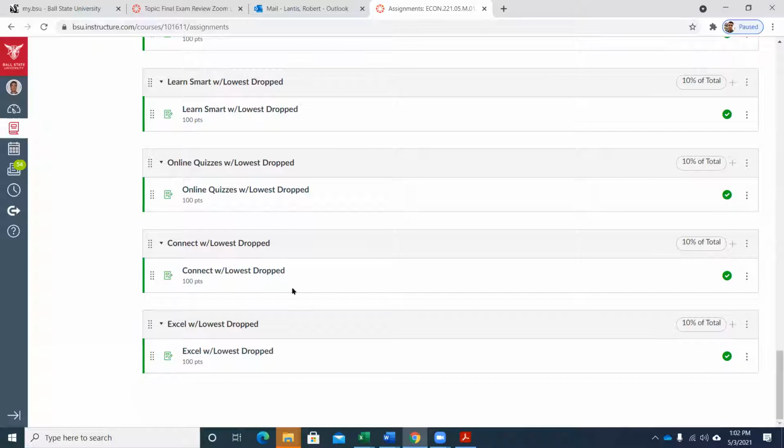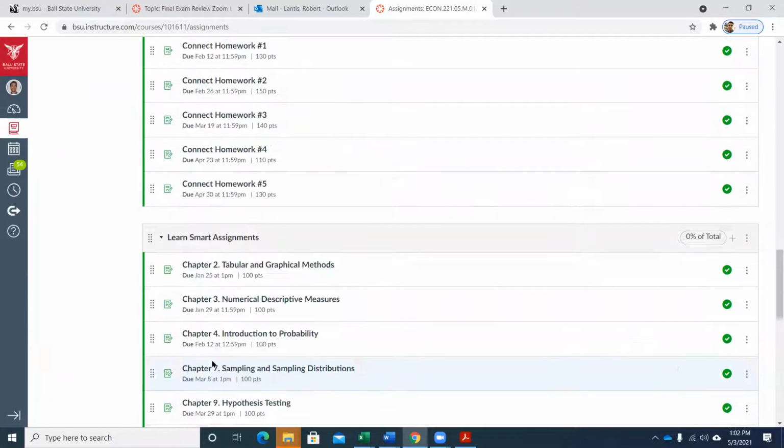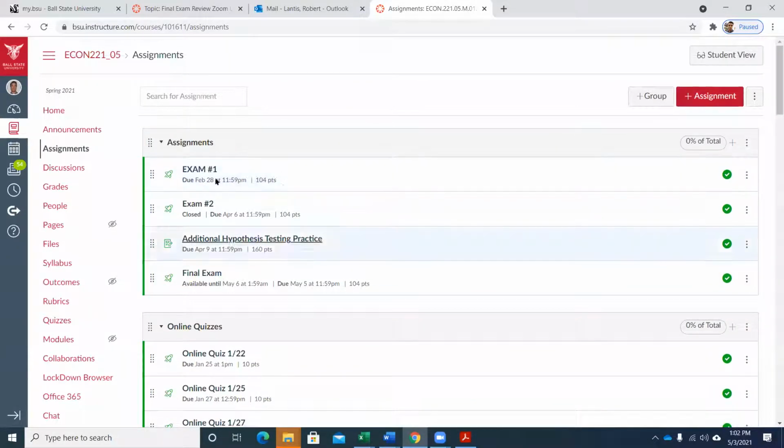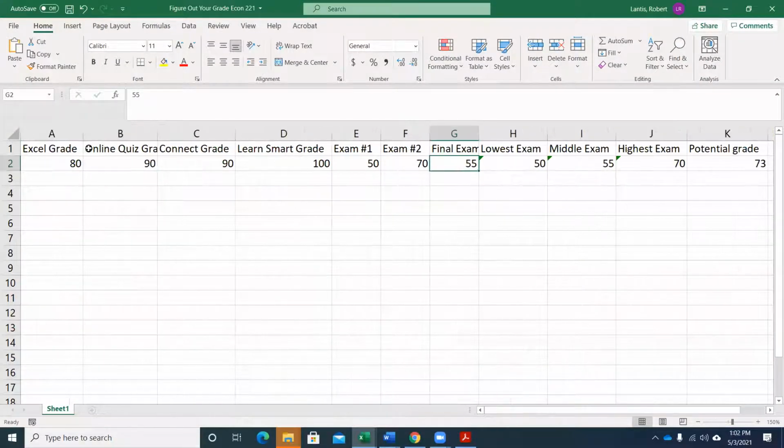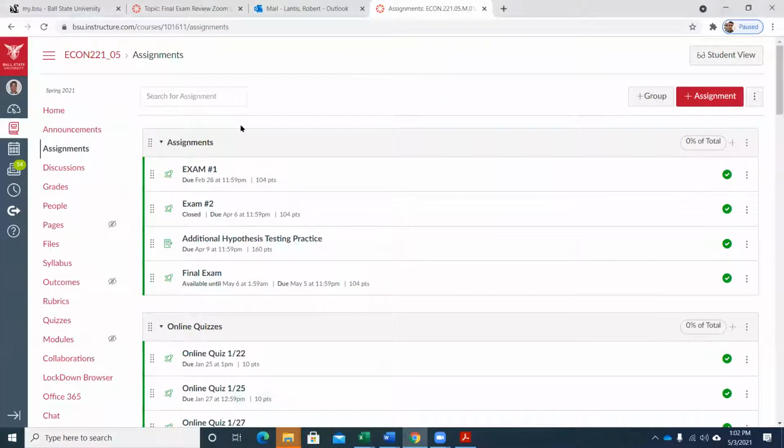So you can use these as well as your first 2 exam grades, which you can find up here. I've showed you this before, but those are the grades you can now use in the figure out your grade tool, where it's already got the lowest dropped. Those are all up on Canvas now. If you have any questions over those, let me know.